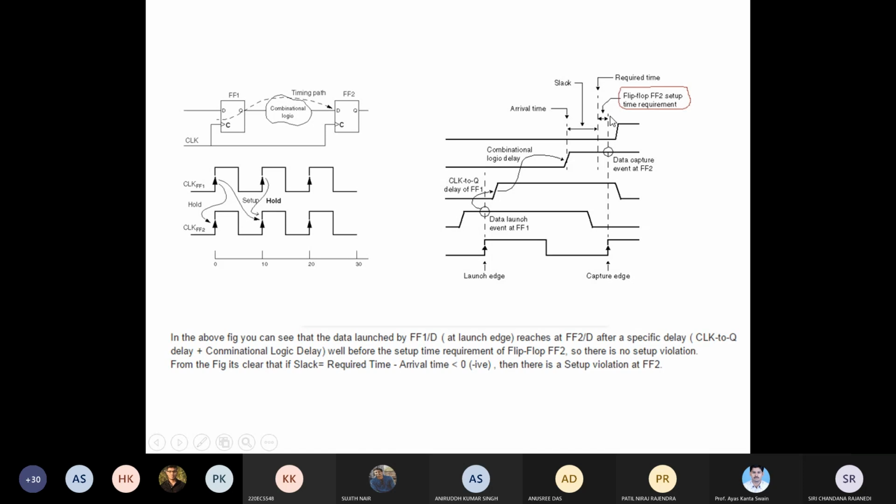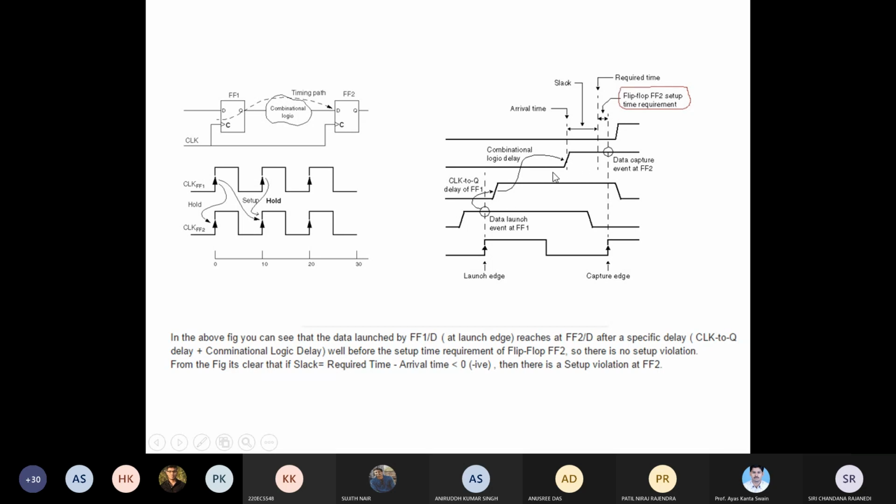Now here you have to remember three things: one is called arrival time, one is called slack, and one is called required time. Required time is the time by which the data must be present and stable. That's why the clock edge minus your setup time is called the required time. You can see this red marked arrow area is the FF2 setup time requirement. During this period the data must be present and stable. That is called the required time.